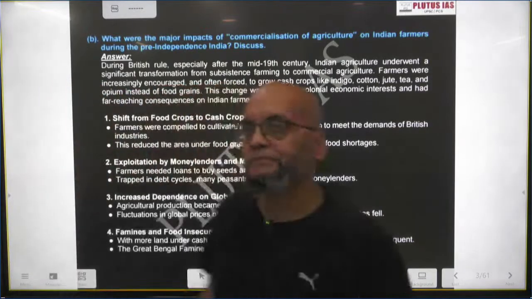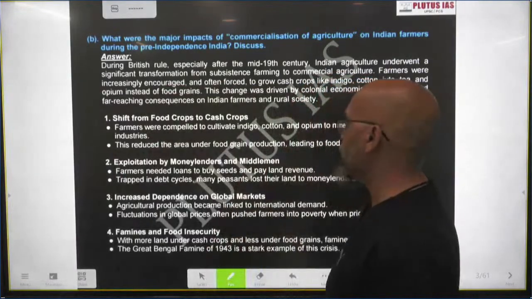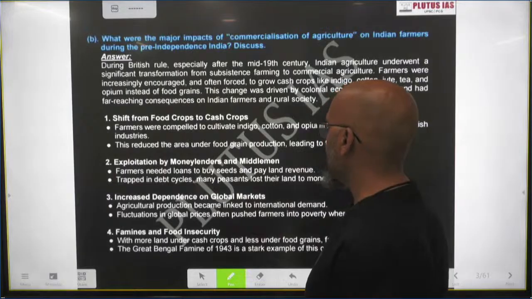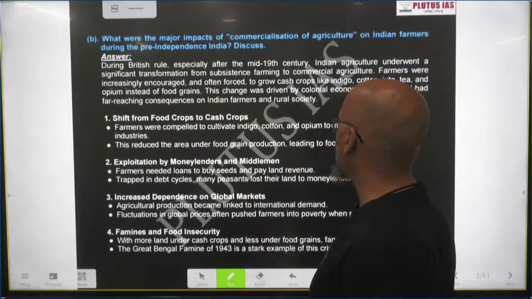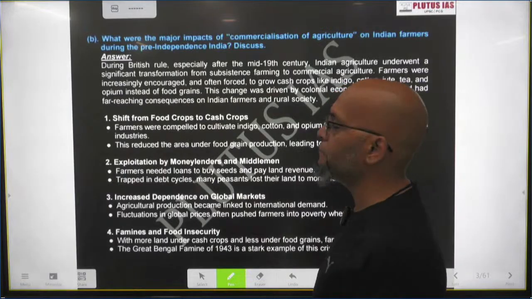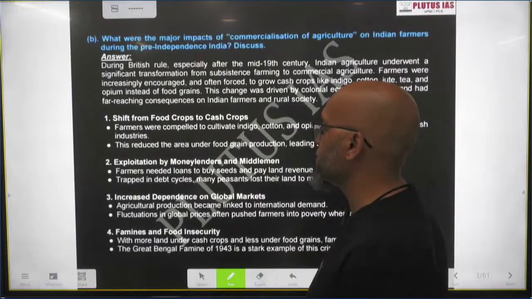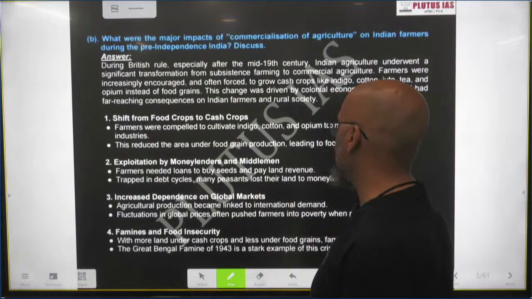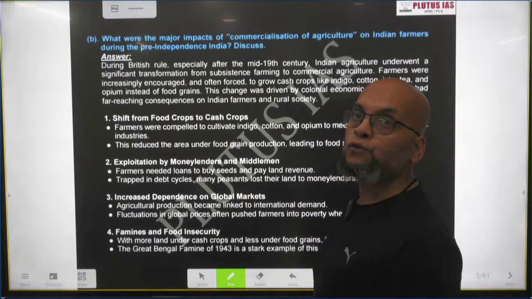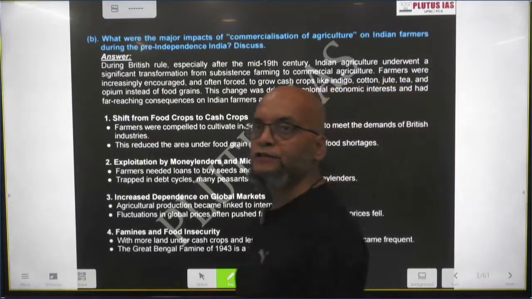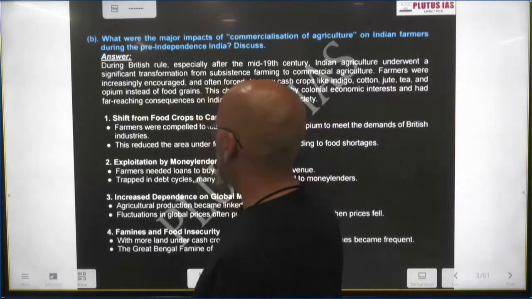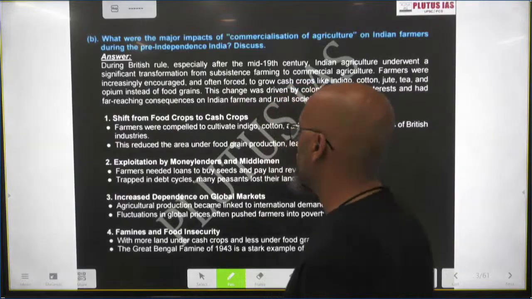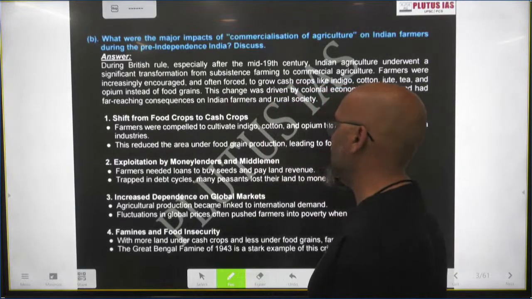Number one, shift from food crops to cash crops. Farmers were compelled to cultivate indigo, cotton, and opium to meet the demands of British industries. This reduced the area under food grain production, leading to food shortage. Number two, exploitation by moneylenders and middlemen. Farmers needed loans to buy seeds and pay land revenue.